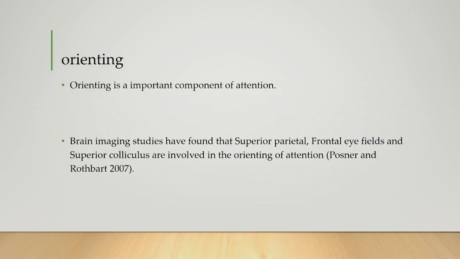So, for example, we talked about attention having various components: orienting, alerting, engagement, disengagement and so on. In terms of orienting, brain imaging studies have found that the superior parietal, frontal eye field and superior colliculus are involved in the orienting of attention. So, when we are trying to orient attention, remember Posner's cueing task, whether it is an external stimulus, that is a bottom up process, or a voluntary orientation, these are the areas within the cortical region that are found responsible for orienting.